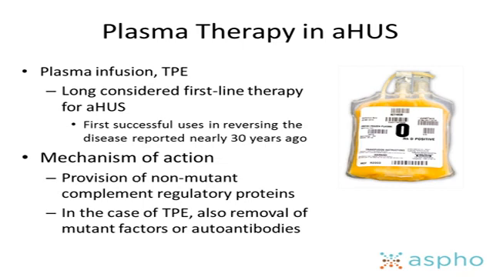So the standard of care for atypical HUS for many years was plasma infusion and plasmapheresis. The anecdotal reports of its success go back more than 30 years now. The presumed mechanism of action of plasmapheresis, plasma exchange and plasma infusion is providing non-mutant complement regulatory proteins, and in the case of plasma exchange, also removing the mutant factor or neutralizing the autoantibody.